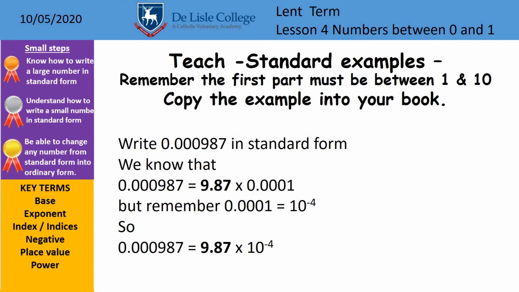Here's a third example, 0.000987. We make our number between 1 and 10, 9.87. And we know that 0.0001 is 10 to the power of minus 4. Oh, that's right, actually. I was getting myself all muddled up. Sorry about that. So 0.000987, correctly written in standard form, is 9.87 times 10 to the minus 4. Next slide.